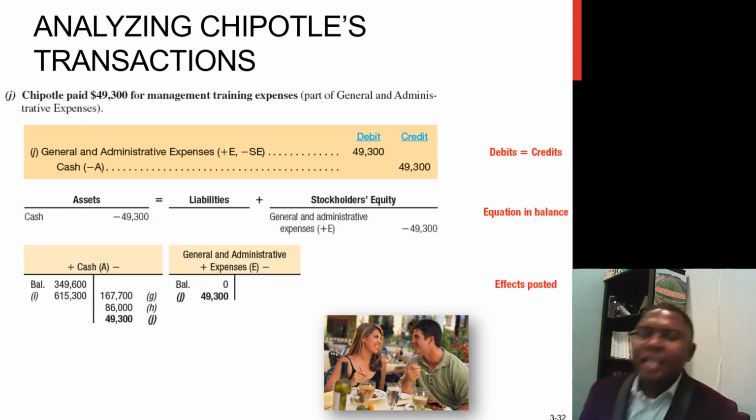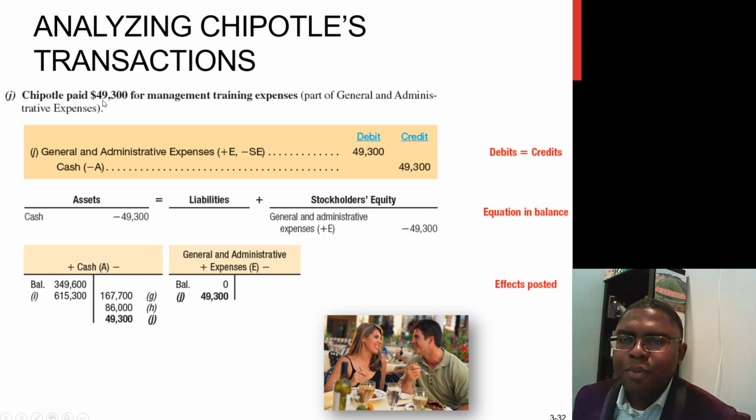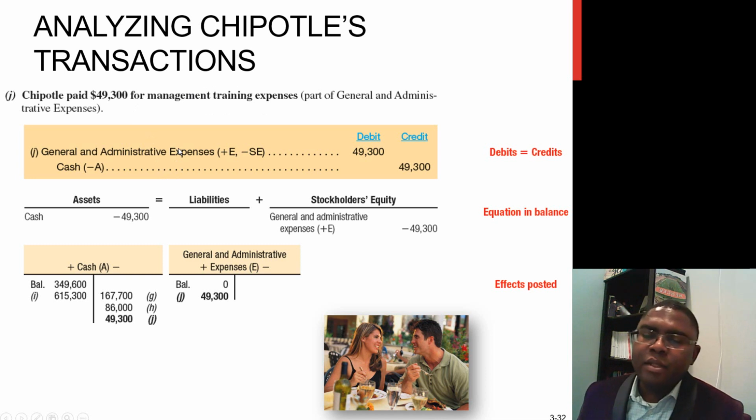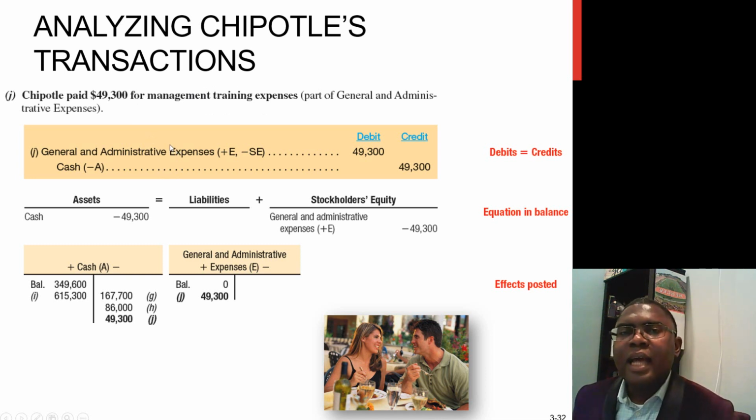All right, the next transaction we want to look at is say Chipotle paid 49,300 for management training expenses. So this is part of general and administrative expenses. So this is an expense. An expense is going to be recognized and they are paying with cash. So our cash account will also be affected.